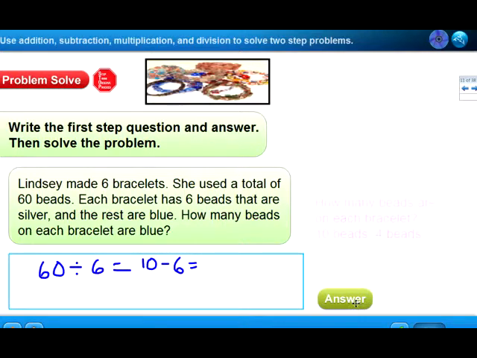Check your answer. Did you get it correct? 10 beads and 4 beads were blue. So they really should say 4 blue beads.